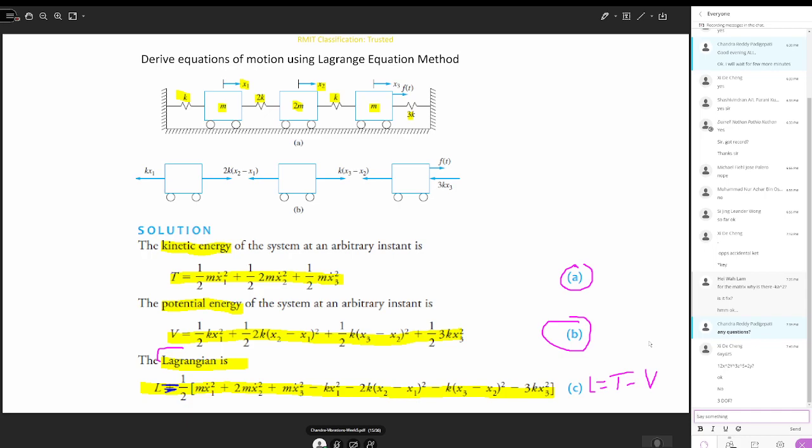Guys, is that clear? We are writing the total kinetic energy in the system, and the total potential energy in the system, and now we are writing the Lagrangian as the kinetic energy minus potential energy. So we write L equals T minus V. That gives us this equation C. The equation C is nothing but the Lagrangian.